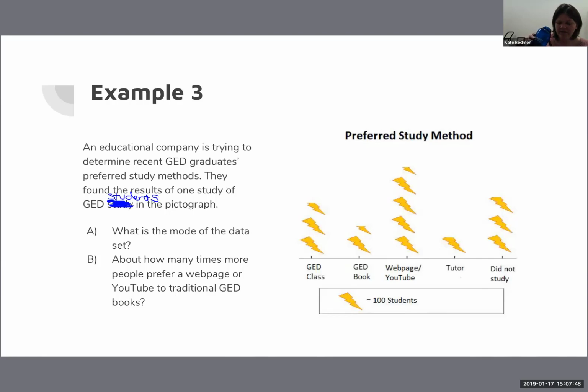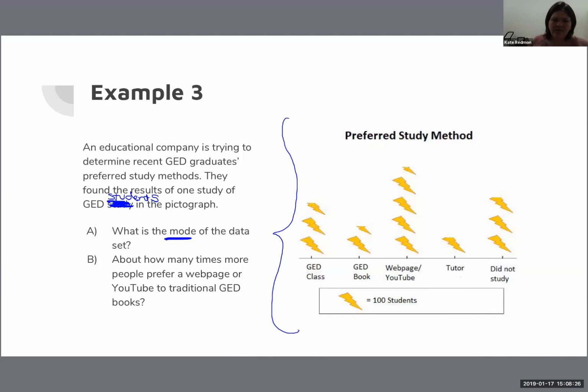So what is the mode of the data set? First thing I'm asking you is about mode. Here's my pictograph. Interesting question. What does mode mean? Remind me again. Trendy. James says it's trendy. That's right. It's the most common item in the data set. So let's go ahead and look at this graph. This graph is all the information we have about this data set, and ask ourselves, what is the most common item in the data set?